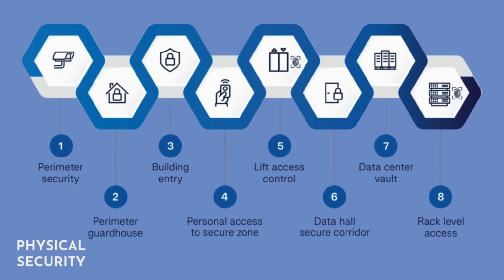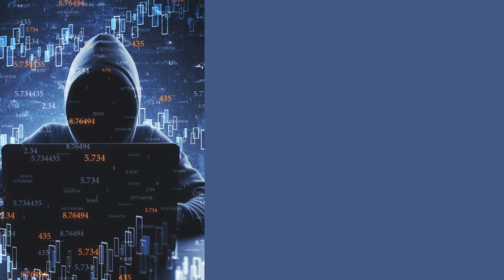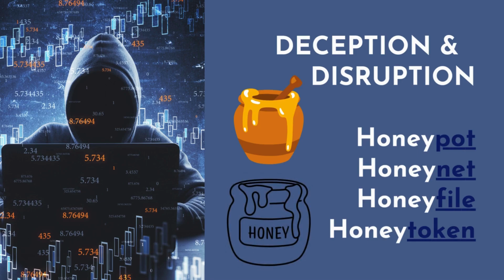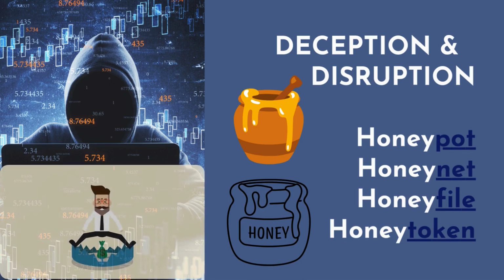In addition to all of these, the concept of deception and disruption technology is equally vital, with factors like honeypots, which lure attackers so that you can monitor the latest attack methods, or honeynets, which is a network of honeypots, or simple honey file, which is a bait file designed to detect and track unauthorized access attempts discreetly.